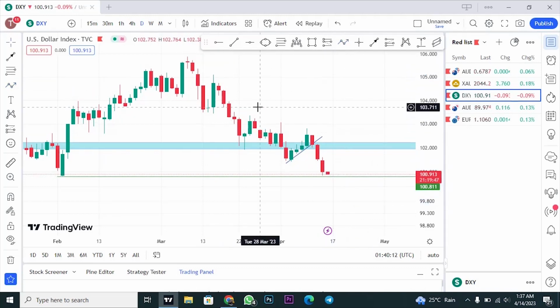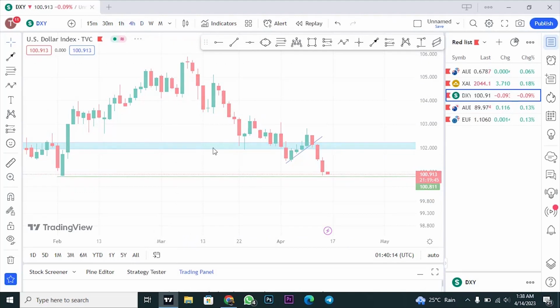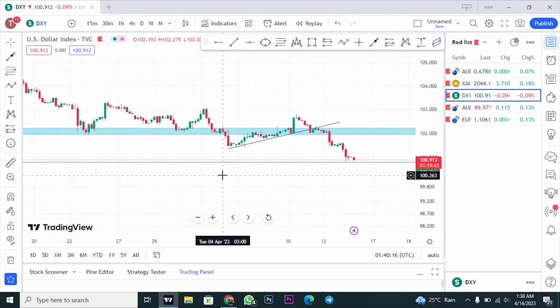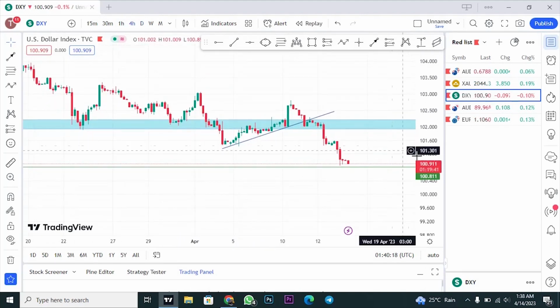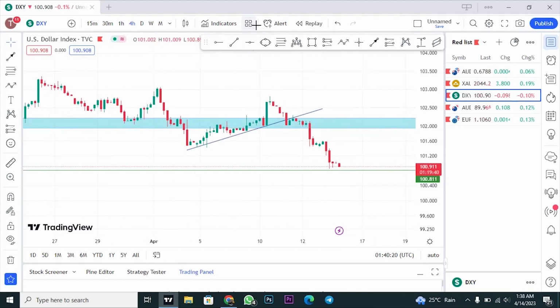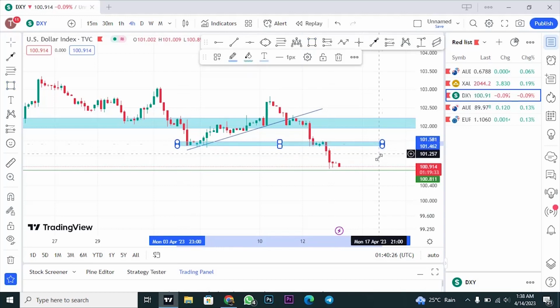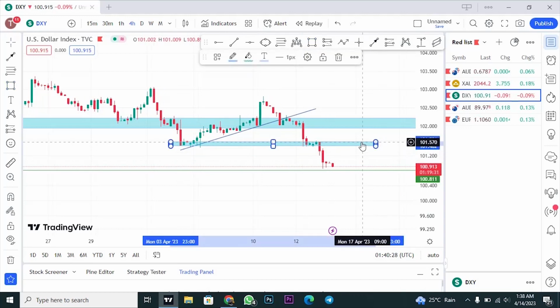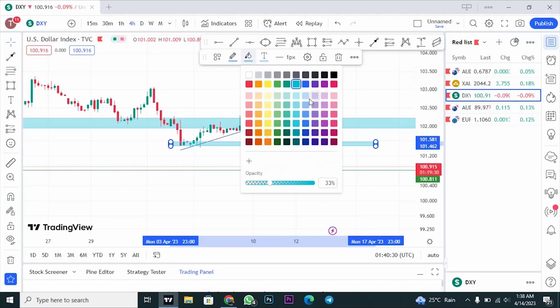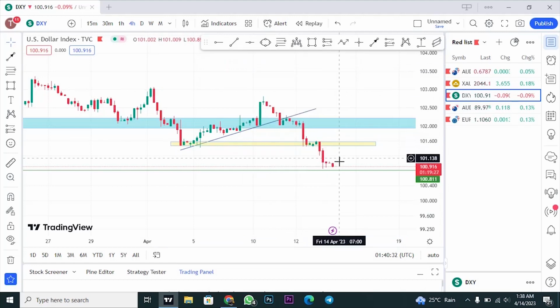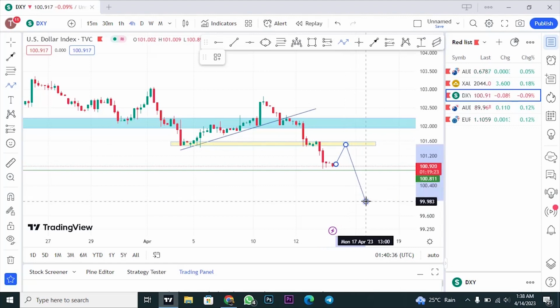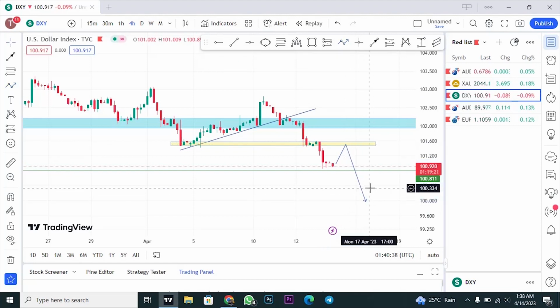So let's move on to the 4-hour time frame. Let me show you what I mean. So let me choose my tool right here. I want DXY to come back to this level right here. I want DXY to pull all the way back to this level right here before another push to the downside.